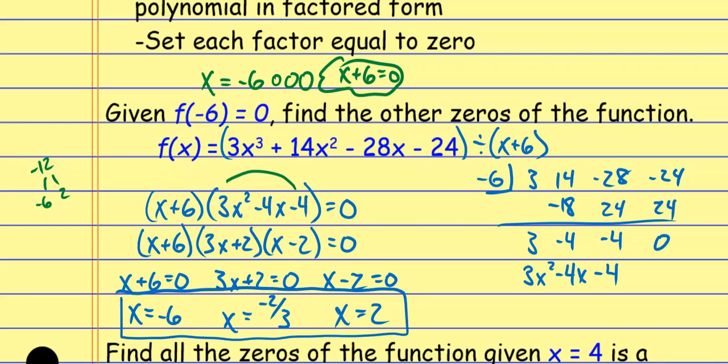Okay? But again, we started by getting this thing going using some division to help us get to the completely factored form. And then we just solve the way we've always solved. We set each factor equal to 0, okay?